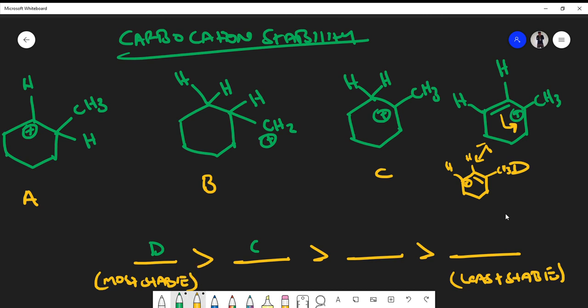And obviously, then it would be true that a secondary carbocation, which would be A, would be more stable than B, which would be the least stable because it is a primary carbocation. So again, it's just a brief understanding of how to recognize tertiary, secondary, as well as primary carbocations.